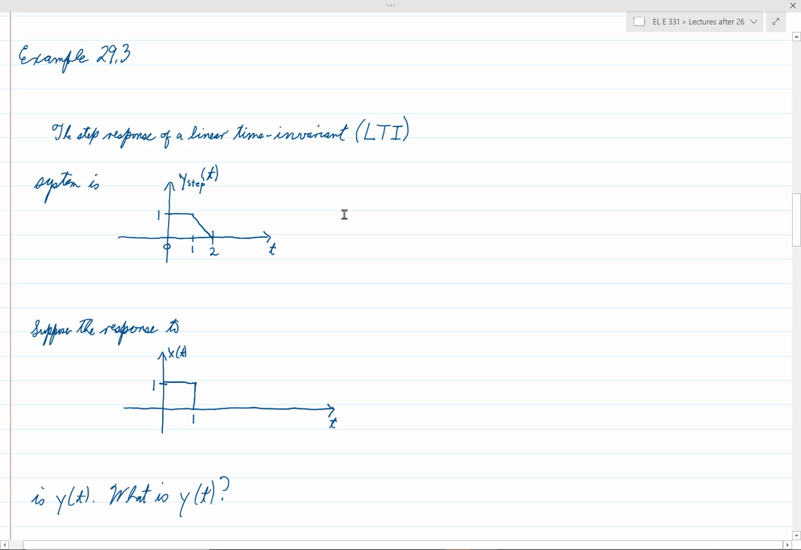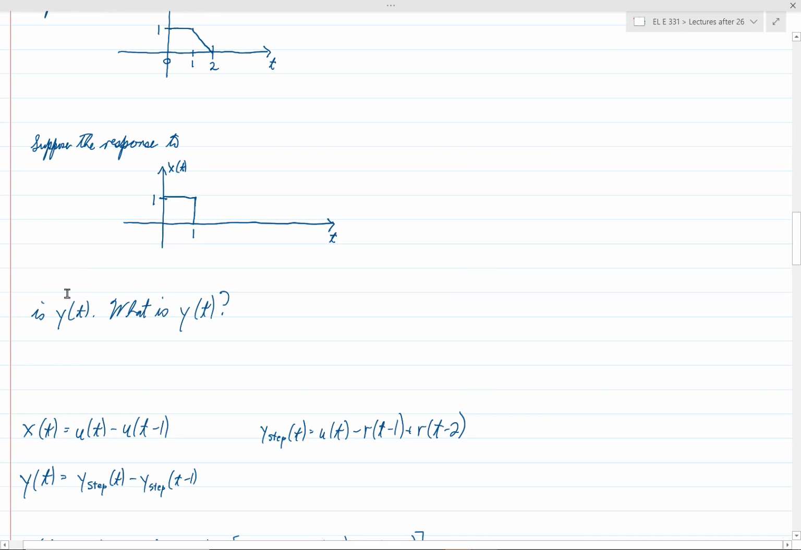Okay, well, you might remember how to do this problem. First of all, let's write an equation for this x of t. And that's easy. It's just equal to u of t minus u of t minus 1. So that means that the response to x of t is the response to u of t, which is y step of t. That's what we mean by y step of t, the response to the step function u of t, minus the response to u of t minus 1, which is y step of t minus 1.